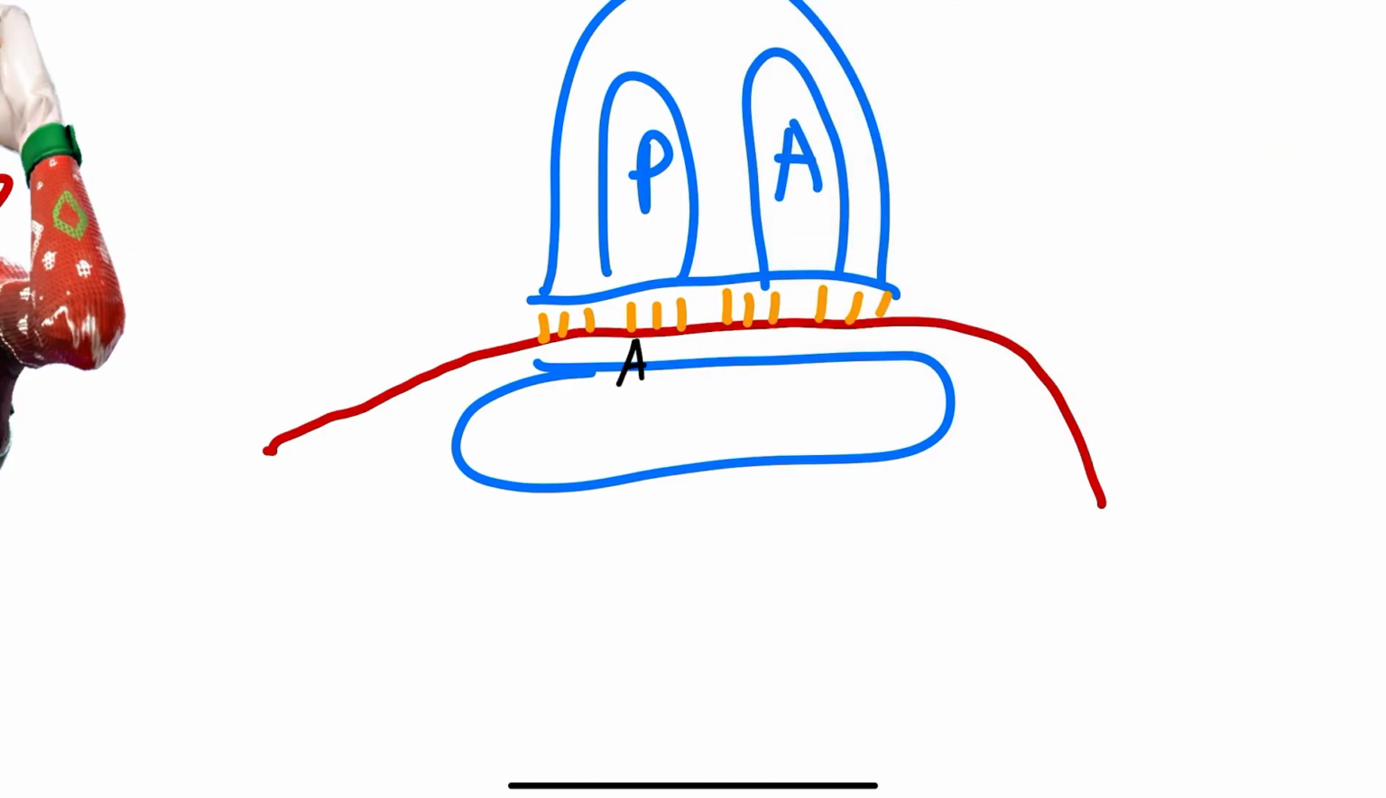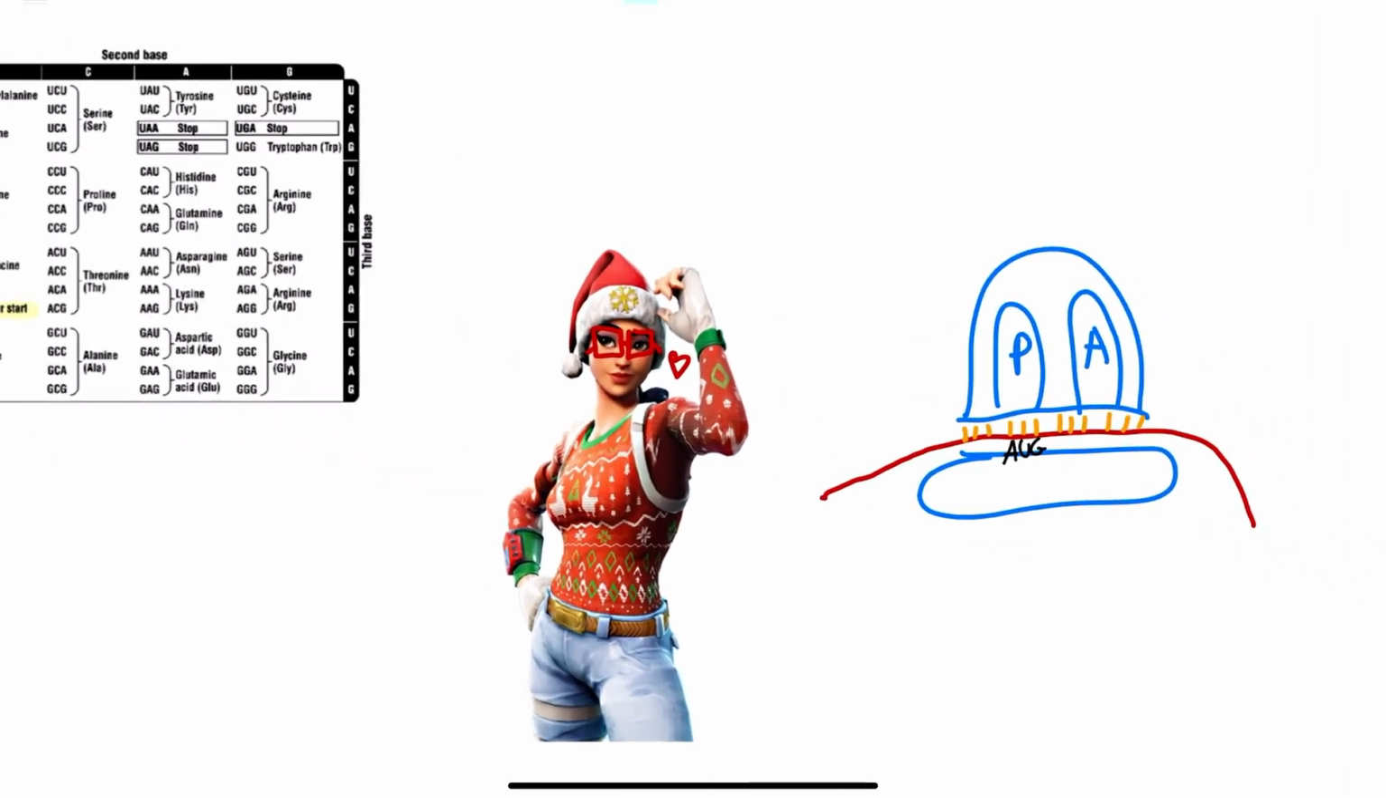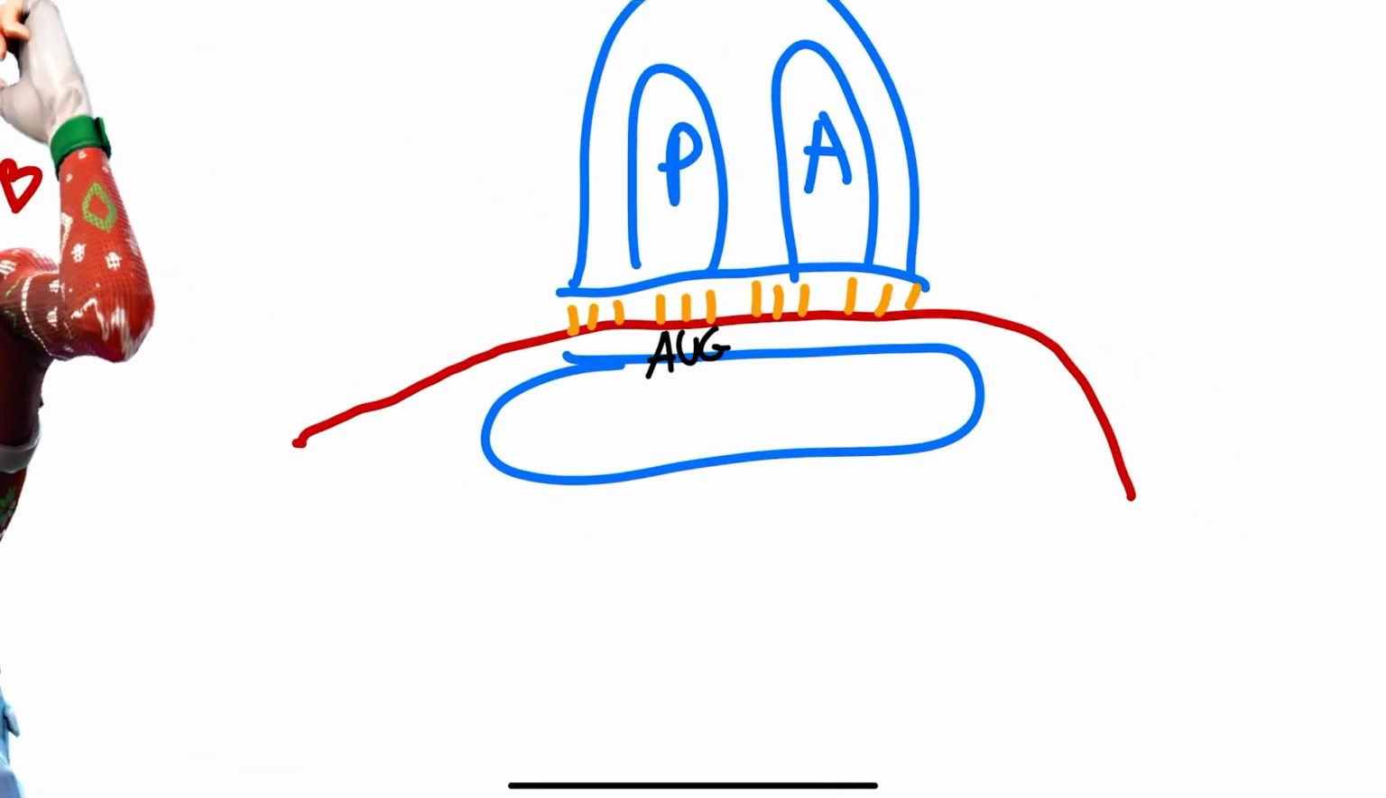Alright, so this is AUG. And what do we have for CCA and UGA? CCA, UGA. Alright, perfect. So this is our mRNA. Remember, this is our recipe. We're in the kitchen right now. We're trying to find the ingredients to make our cookies.